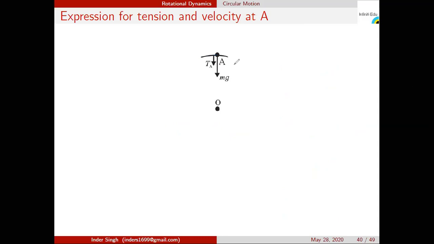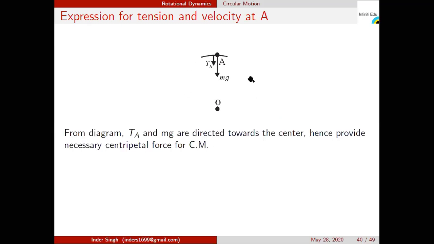So let us see how this derivation is there in your textbook. Our question was to find an expression for tension and velocity at position A. This is the diagram. You have to draw the complete vertical circular motion circle, and only this part should be mentioned at position A. Plus you also have to show the velocity, because that is asked. Show this velocity as a tangent. This is VA, and we are interested in VA.